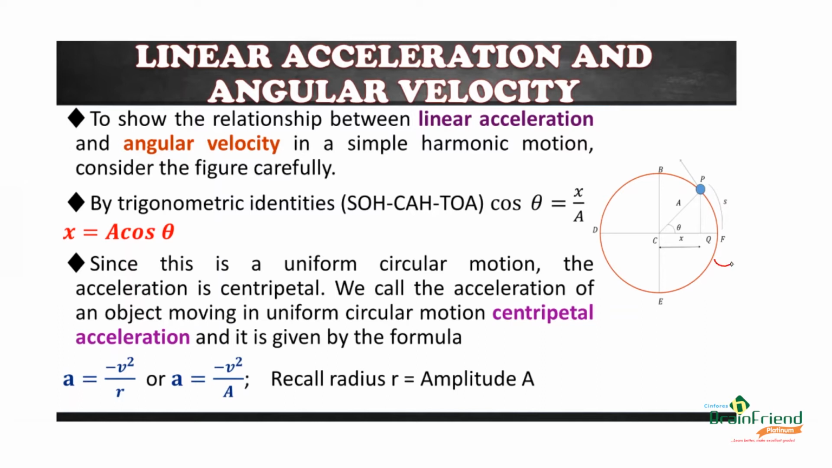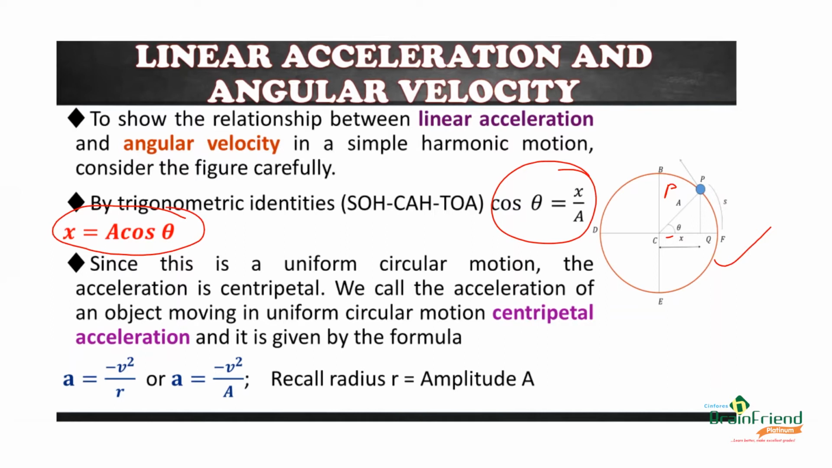Now consider this diagram carefully. By trigonometric identities, cos theta is equal to adjacent over hypotenuse. And our adjacent here is x, while our hypotenuse is A. That means cos theta is equal to x over A. When we make x the subject of the relation, we have x equal to A cos theta, where A is the amplitude of the motion.